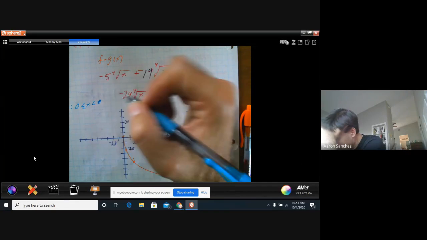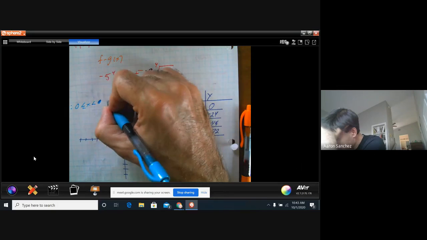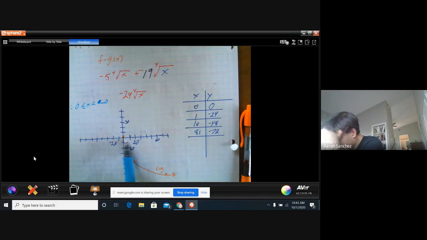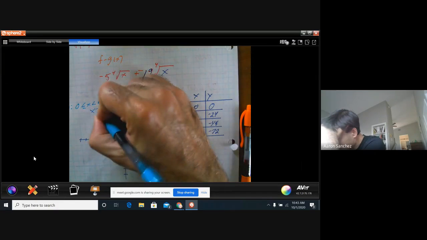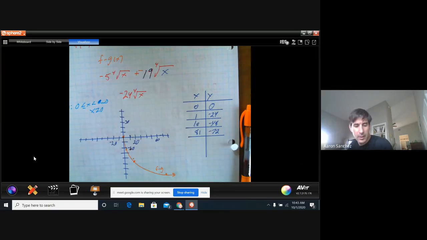Less than? X is going in this direction. This is greater than or equal to 0, right? Okay, how about the range?